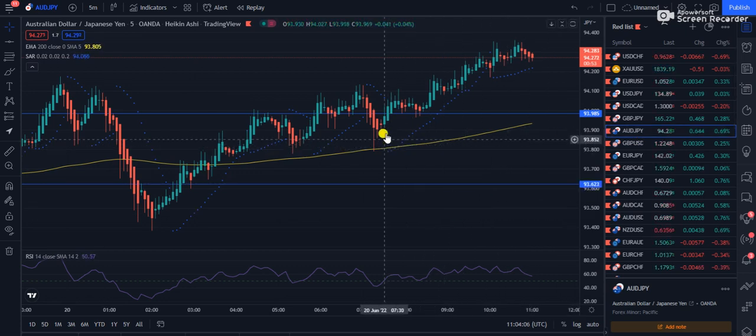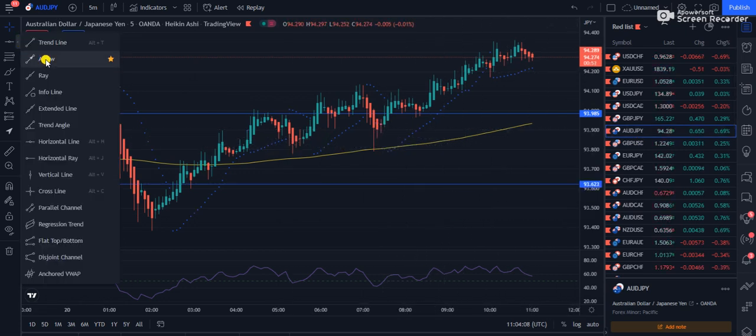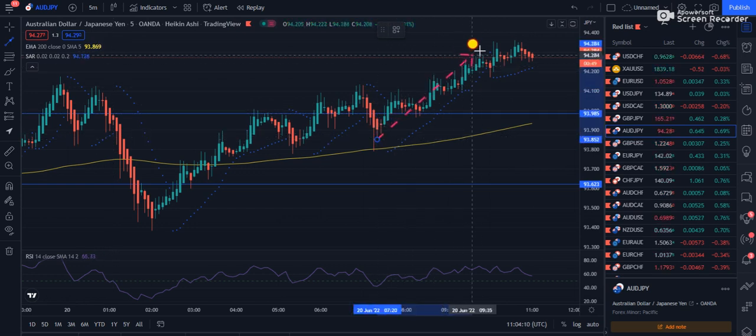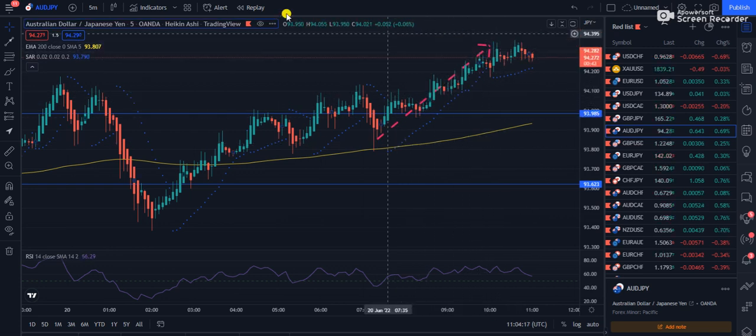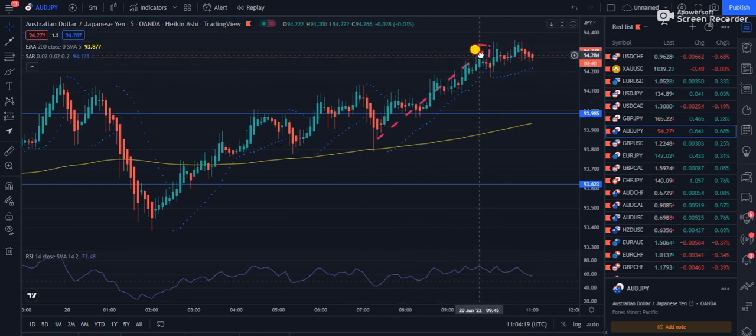Like on AUD JPY, look at this level. Look here, the market was above the moving average, and the parabolic gave you the dots. You can see a very good swing trade that comes on the 5 minute chart, right?